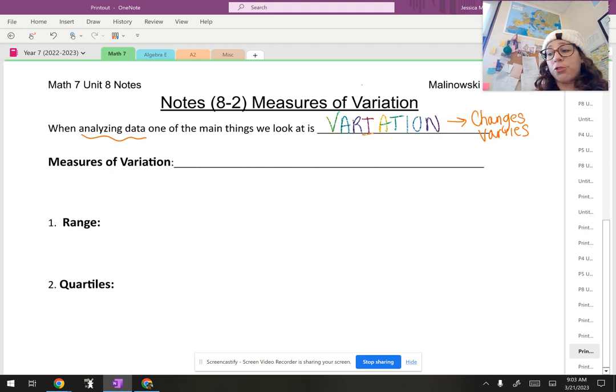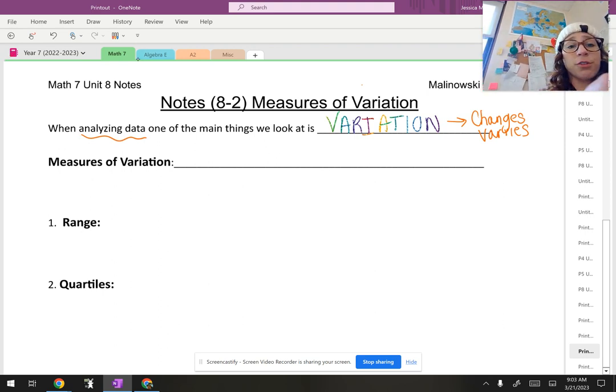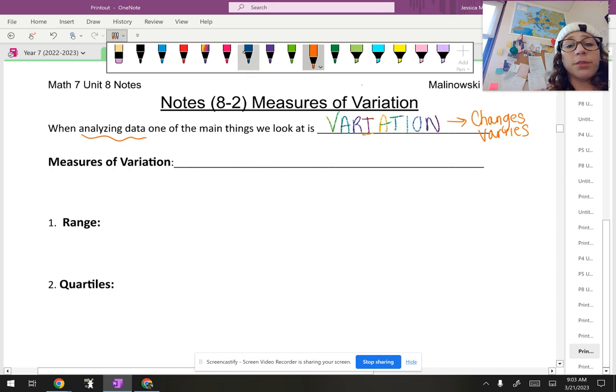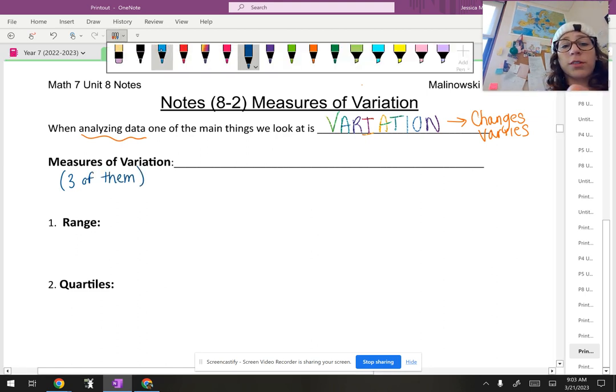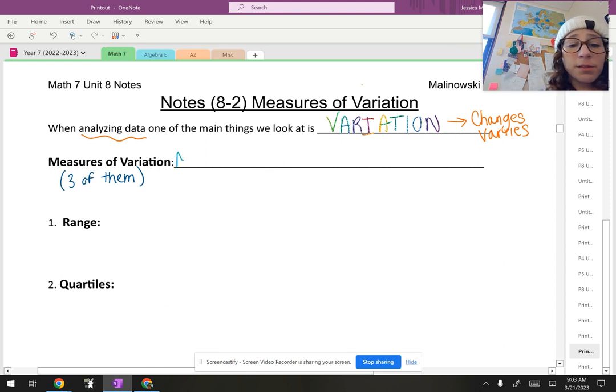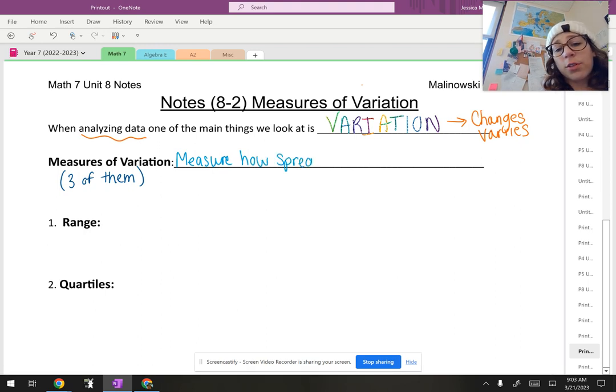So there are measures of variation, just like there are measures of central tendency. And believe it or not, there are 3 measures of variation, just like there were 3 measures of central tendency. And these measures of variation actually measure how spread out the data is. How spread out the data is.